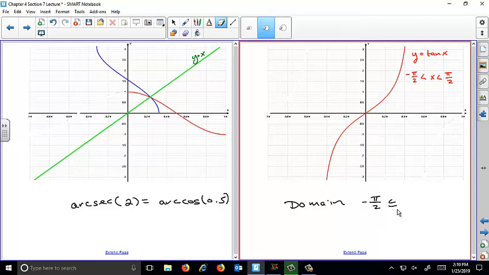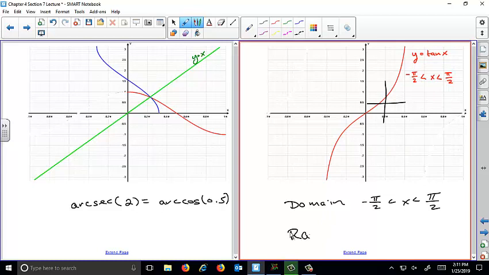I almost did it on purpose there. Or I didn't do it on purpose, but you get so used to putting the less than or equals and greater than or equals. So that's the domain. And you can see that with that domain the function is 1-to-1. For every value of y, there's one value of x. For every value of x, there's one value of y. So it makes it 1-to-1. So that's the restricted domain.